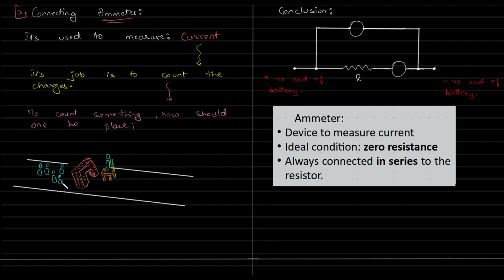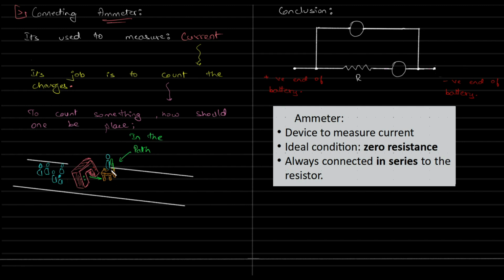It makes sense to stand in between the path, is it not? Either in between or at the end of the path. They have to pass through this point, and thus I'll get to know how many people have gone, or how many people are going. Right? Make sense? So the key word here is in the path.